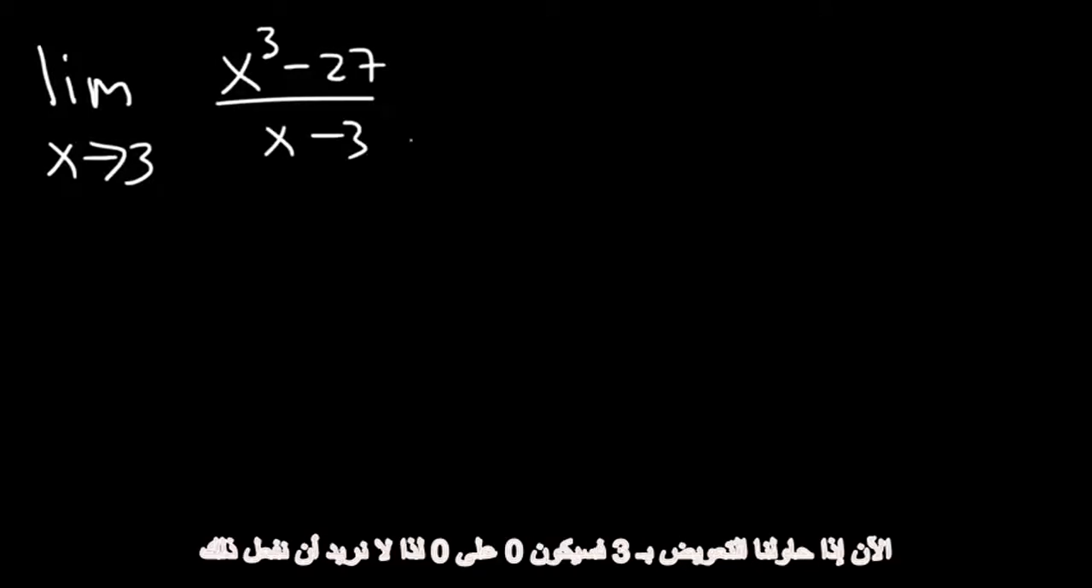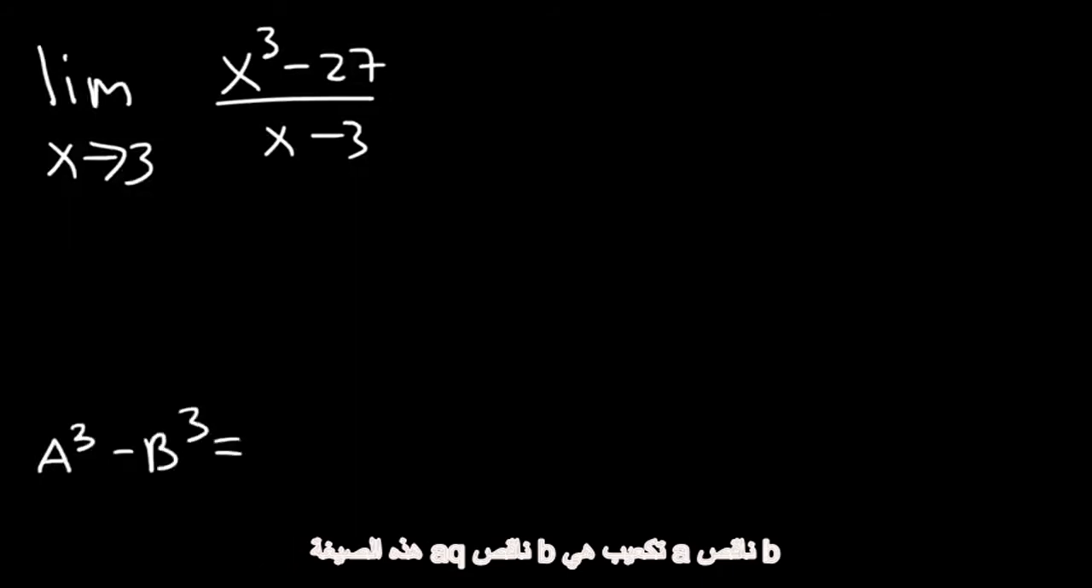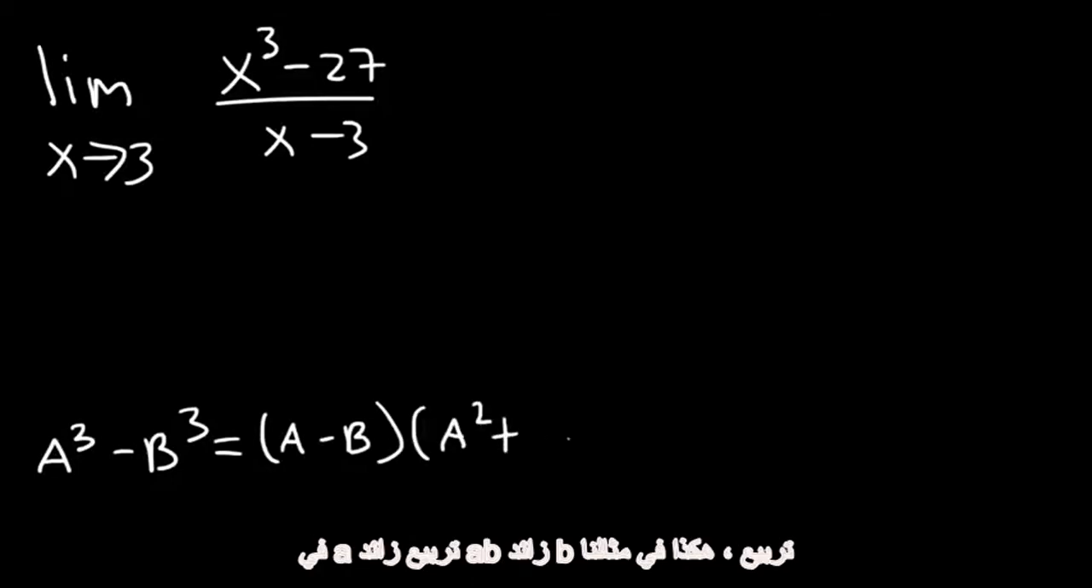But now what about this one? What is the limit as x approaches 3 of x cubed minus 27 over x minus 3? Now if we try to plug in 3, it's going to be 0 over 0, so we don't want to do that. In this case, if you have a fraction like this, see if you can factor the expression. So how can we factor x cubed minus 27? What we have is a difference of cubes. And whenever you see that, you can use this formula: a cubed minus b cubed is a minus b times a squared plus ab plus b squared.